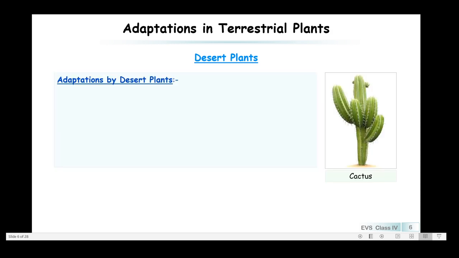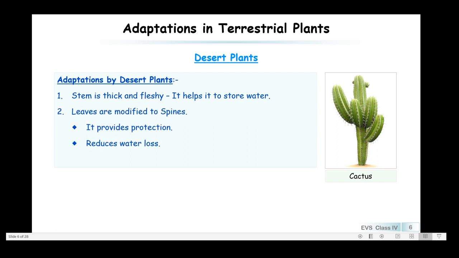So, adaptations by desert plants. First we'll talk about the stem. The stem is thick and fleshy and it helps to store water, as we know that there is water scarcity. Therefore, it has to keep stored water in itself. If we talk about leaves, leaves are modified to spines and they provide protection from other animals and reduce the water loss so that they do not lose water. And if we talk about roots, they grow deep into the ground to absorb water from there, right?